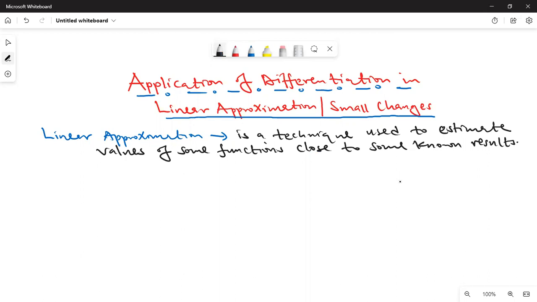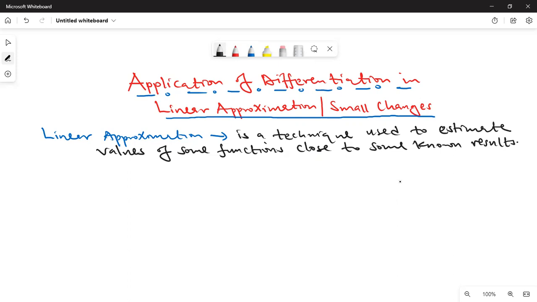For example, I may ask you to use differentiation techniques to approximate the square root of 26, or I can ask you to approximate cosine of 37 degrees, or you approximate the fourth root of 80. All those, when you use your knowledge of calculus, that technique of approximating the values of such kind of functions is what you're calling linear approximation.